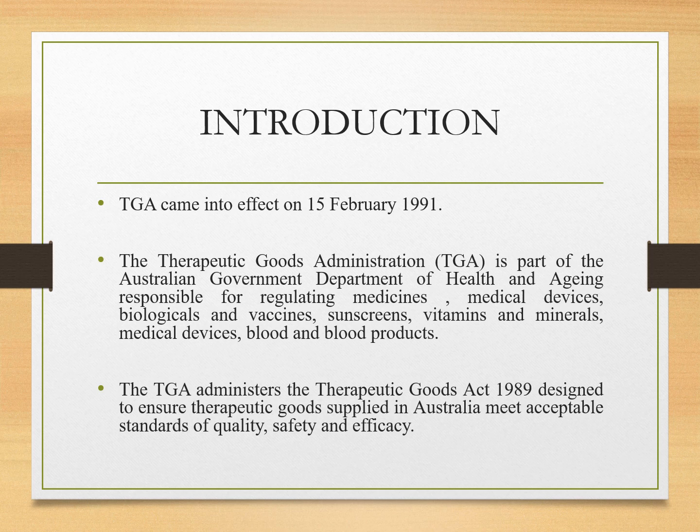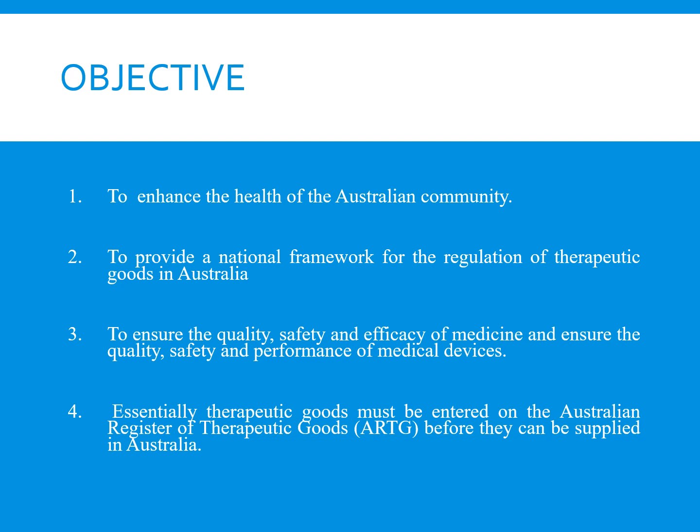quality, safety, and efficacy. Objectives: to enhance the health of the Australian community, to provide a national framework for the regulation of therapeutic goods in Australia, to ensure the quality, safety, and efficacy of medicine, and to ensure the quality, safety, and performance of medical devices. Essentially, therapeutic goods must be entered on the Australian Register of Therapeutic Goods before they can be supplied in Australia.